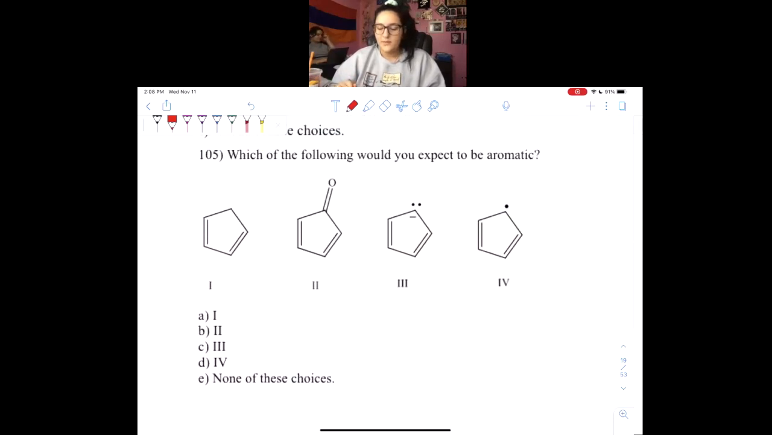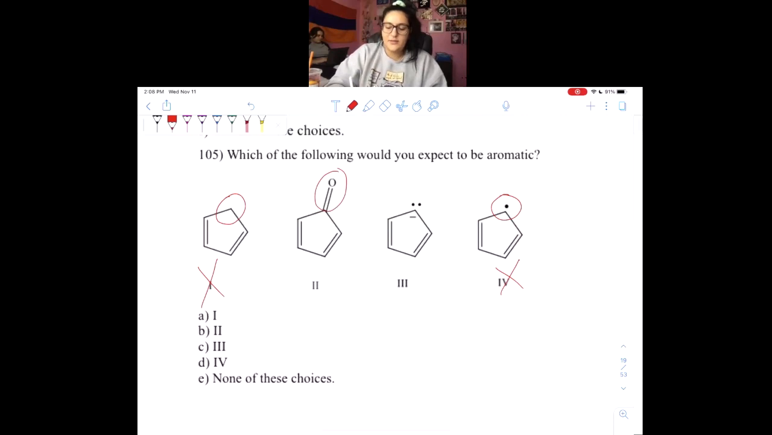Next up, we have a very similar problem, just a bigger ring. So automatically, we know that this cannot be the answer because that's an sp2 carbon. We also know that this cannot be aromatic because it has one radical. So those are both out. And this, we're going to treat just like a carbocation. So we have 2, 4 pi electrons versus 6 pi electrons. We know that the correct answer has to be C again.